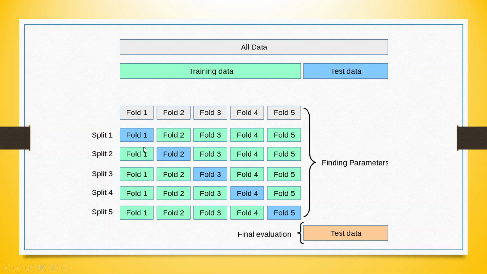So in the first split, fold 1 will become the testing data, and the remaining will become the training data. In the second split, fold 2 becomes the testing data, and all the remaining will become the training data. This is repeated a number of times. After this, the best parameters are considered. So we get the best parameters from here, and the final evaluation is done on the testing data. Now, how can we run the cross-validation? Let's see in KNIME.